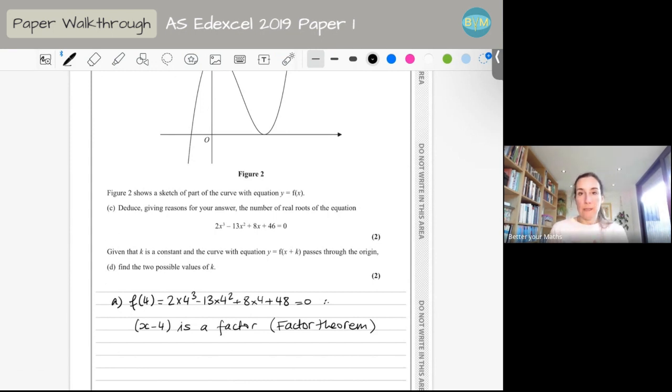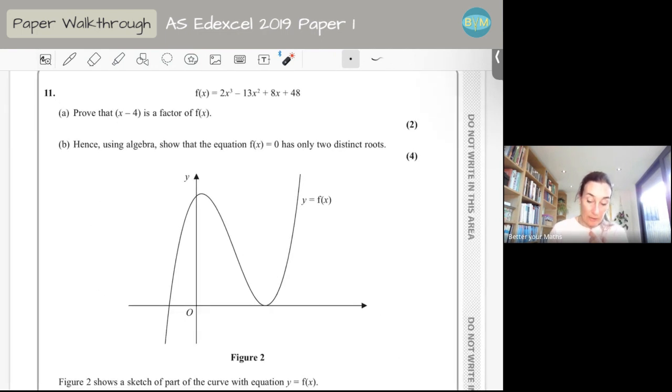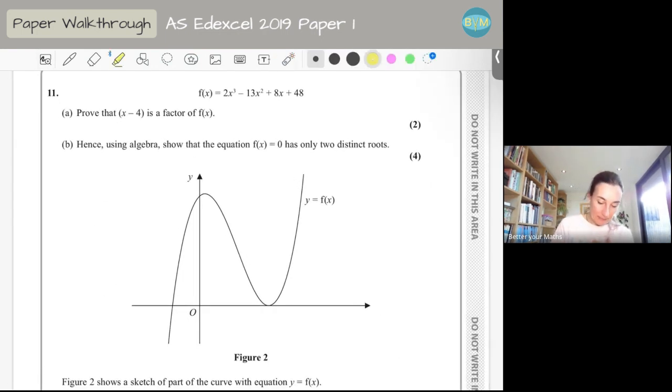So don't just say f(4) is 0 and then that's it. Explain. Mainly when it's a proof question, you have to say f(4) is 0, therefore using the factor theorem, x minus 4 is a factor. Something like that, it's a line and I think it's going to get you the marks. Then hence, so we are going to use that.